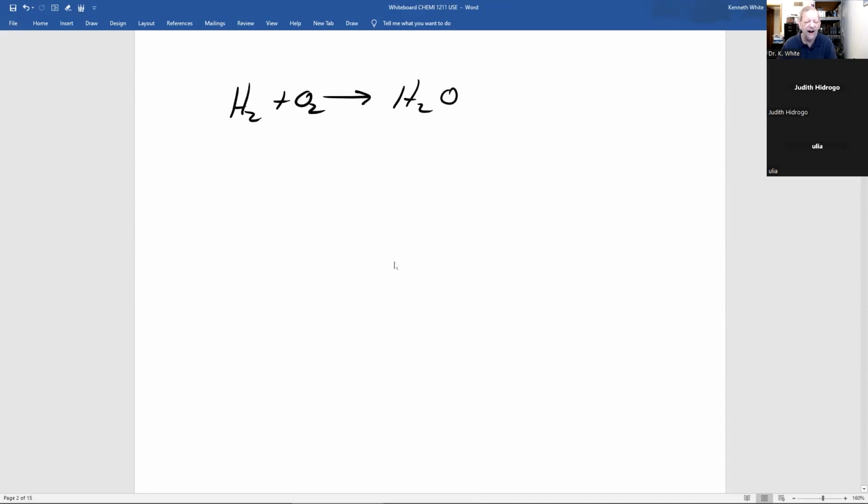Well, here on the reactant side, I have two hydrogen atoms right there. I also have here two oxygen atoms. Now on the product side, I have two hydrogen atoms, but only one oxygen. And there should be the same number and same type on both sides of that arrow, and they're not. And to change that, you have to balance the chemical equation.